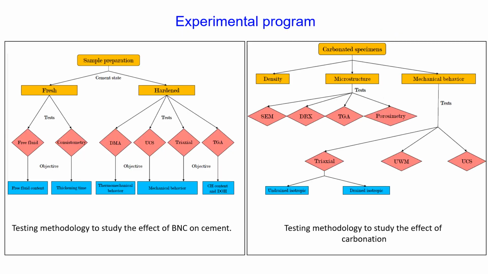The experimental program consisted of analyzing the mechanical and microstructural behavior of the samples with bacterial nanocellulose. The box on the left shows the experimental tests performed on non-carbonated samples. For instance, tests of flowability, thermal resistance, and mechanical strength, as well as the determination of the hydration degree of cement. The box on the right shows the tests performed on carbonated samples. In this case, microscopy and ultrasonic wave measurements were added. I'm not going to detail each test, but I will show you some results obtained from them.